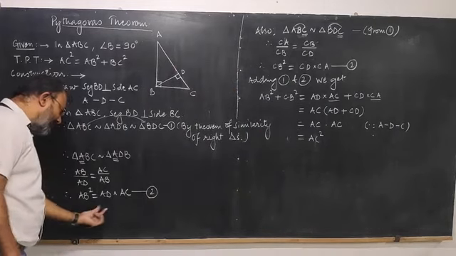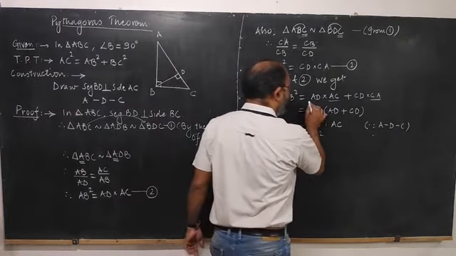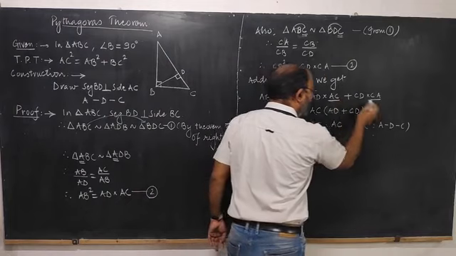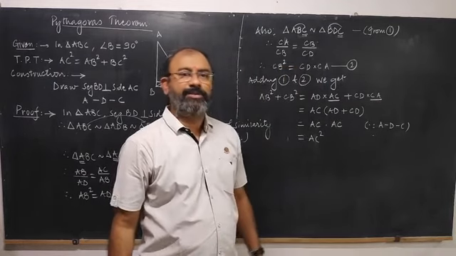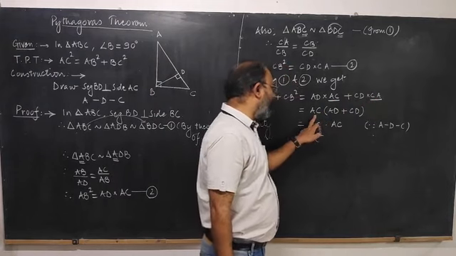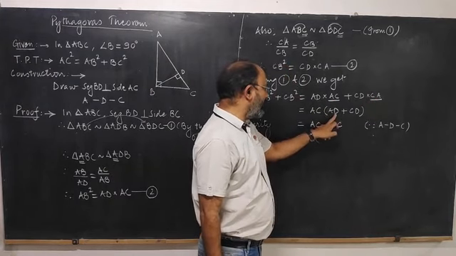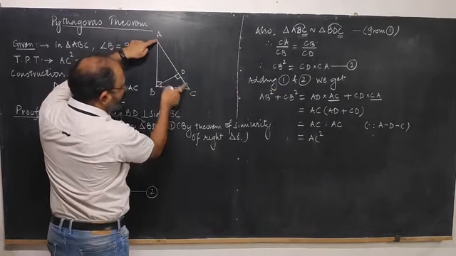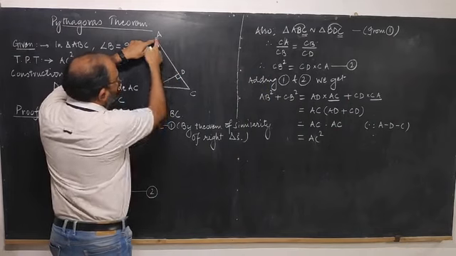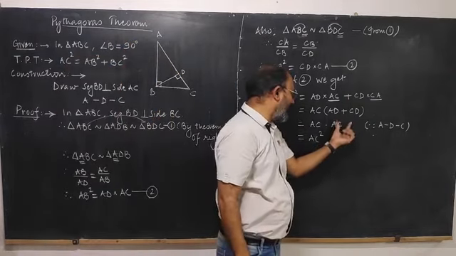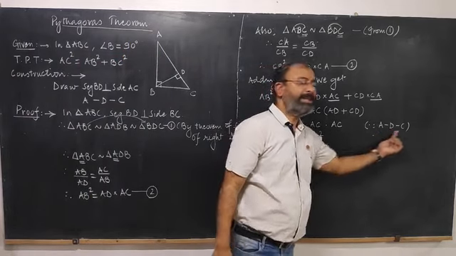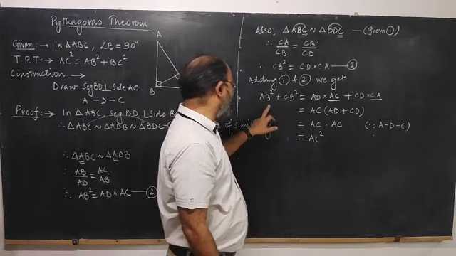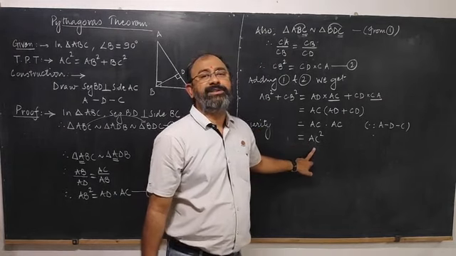But what is the equivalent of AB square? AD into AC. What is the equivalent of CB square? CD into CA. But we know that AC and CA is the same segment, so their lengths will be the same. So I can take AC common. After taking AC common, what is left inside is AD plus CD. We know that AD plus CD will be equal to AC, because D lies between A and C. So AC into AC is equal to AC square, and that completes the proof of the Pythagoras theorem, that AB square plus CB square is equal to AC square.